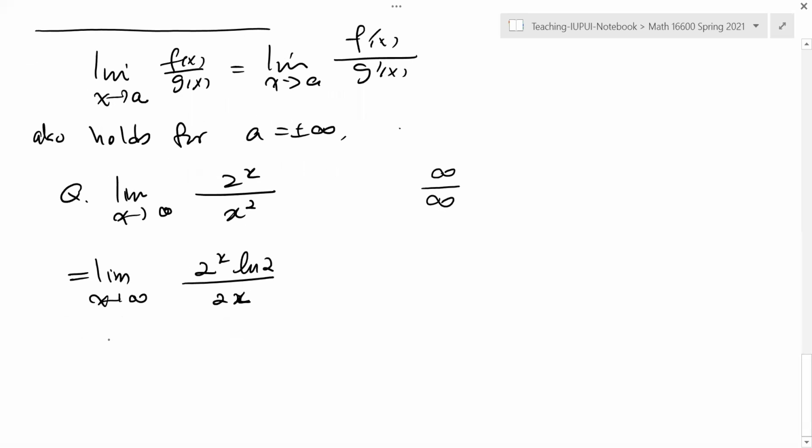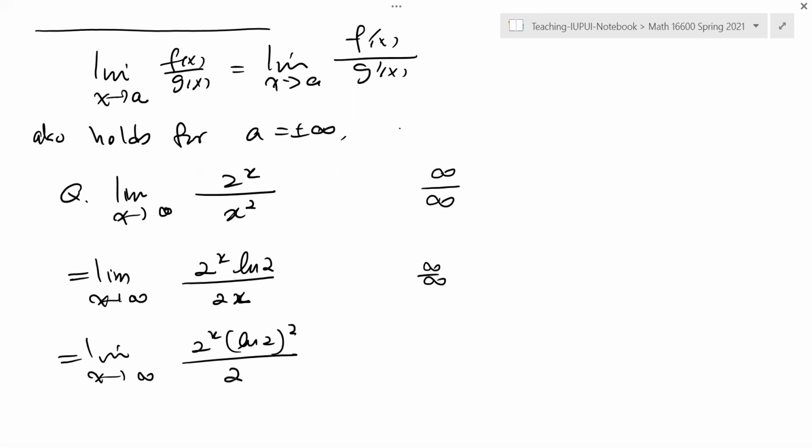Okay, so this is again the infinity over infinity type. You can differentiate 2 to the x again, and you get 2 to the x times natural log 2 squared, and the denominator is 2. Now you have to stop because the denominator is constant and the numerator approaches infinity. So clearly it's going to be infinity, okay? Because only 2 to the x is left, okay?